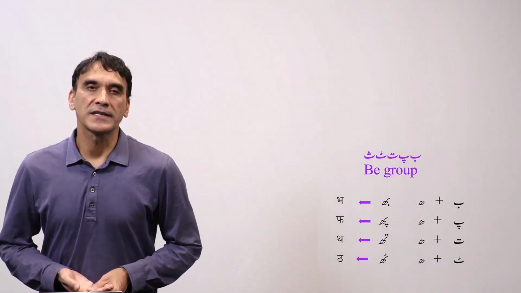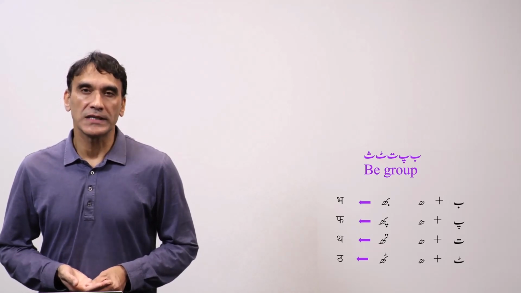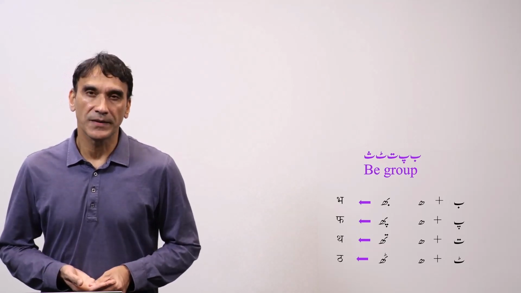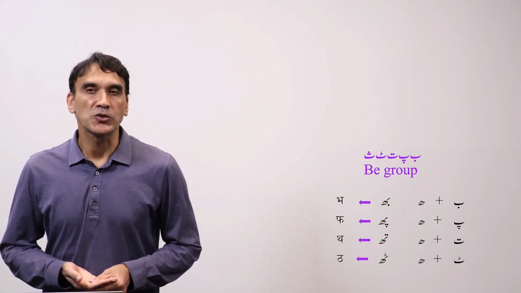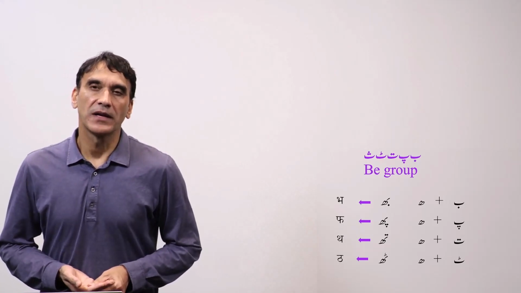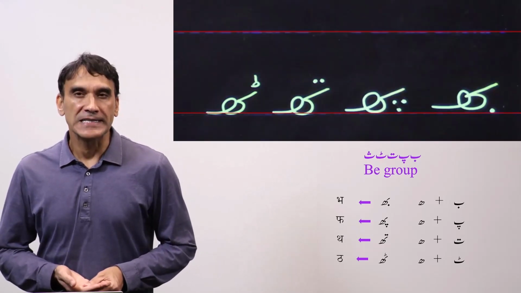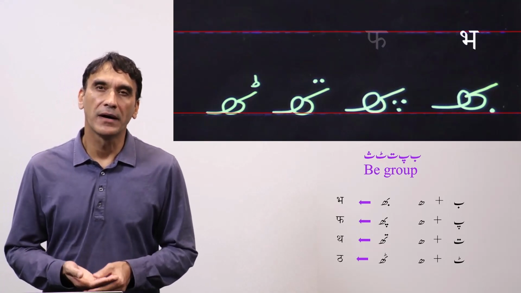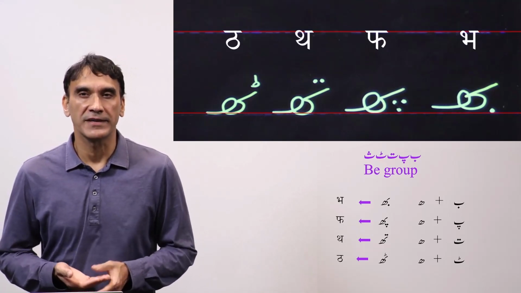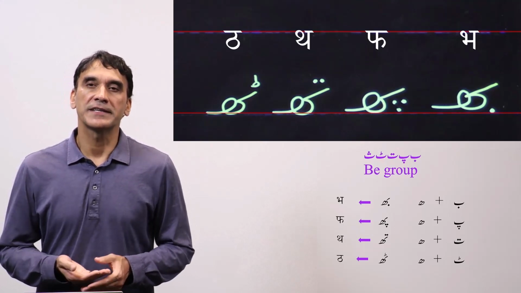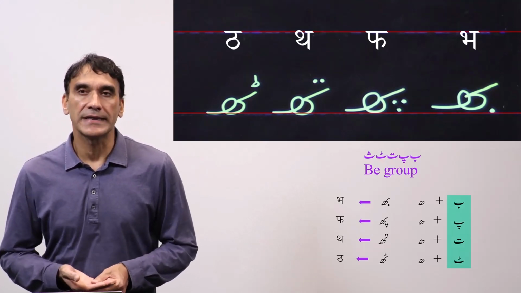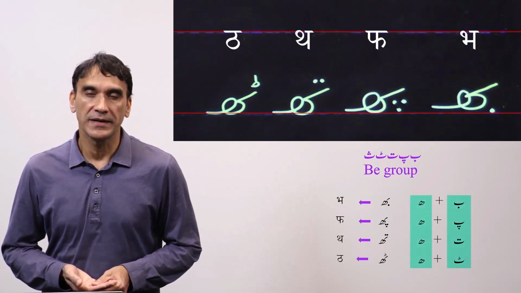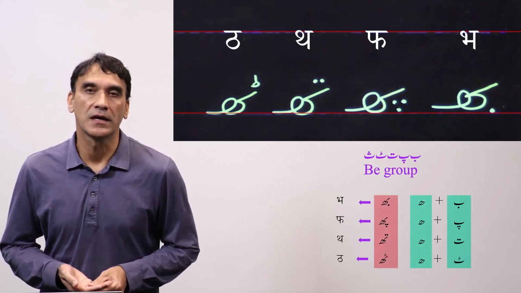The Be group letters are also written as slanted line with nuktas when they come with Do Chashmi Hai. The Do Chashmi Hai is used to aspirate the stop consonants. We will take it later in details, but for now just see how the Hindi letters Bh, Ph, Th and Th are written in Urdu. They are written with Be, Pe, Te and Te with Do Chashmi Hai, Bh, Ph, Th and Th.